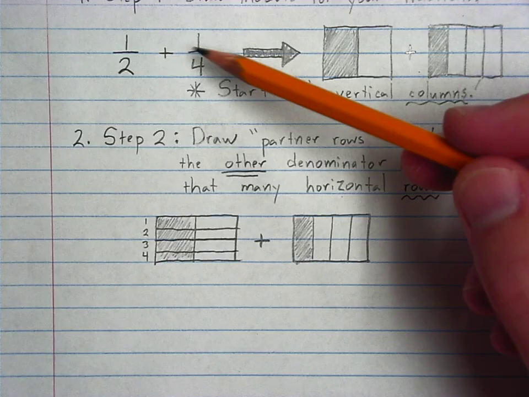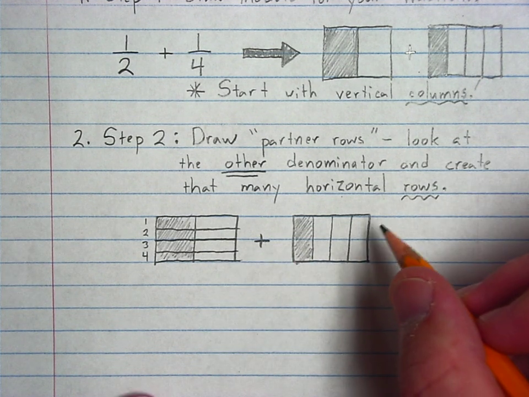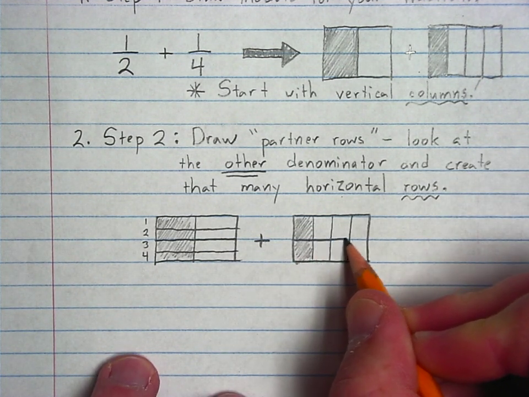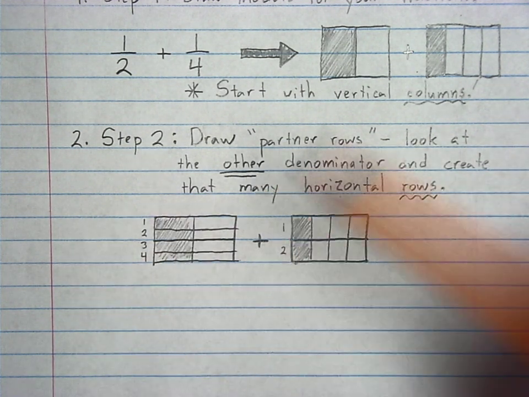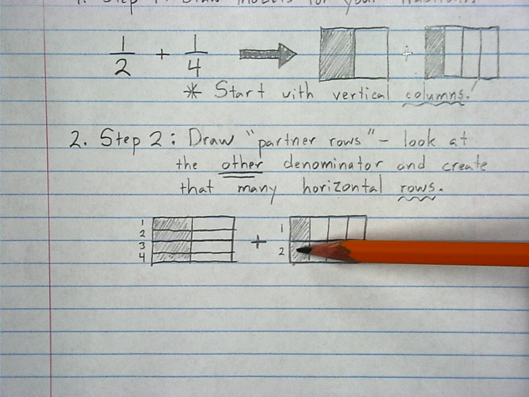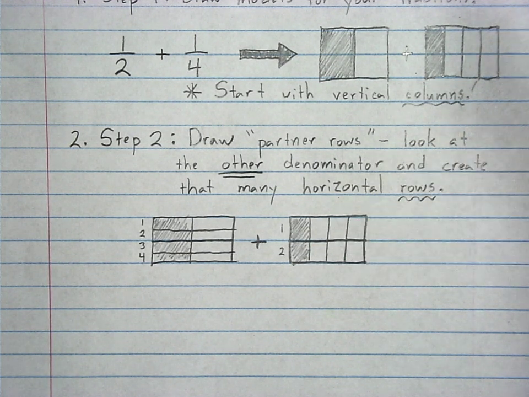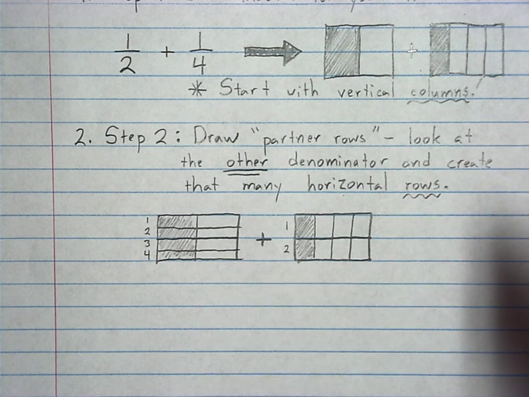This was our 1/4. So for 1/4, I look at the other denominator, 2. That tells me I'm going to make 2 horizontal rows. So there's 1, there's 2. Okay. Now if I count these, 1, 2, 3, 4, 5, 6, 7, 8. Even though the pieces look slightly different in shape, their size would actually be about the same, their area would be the same. The important thing is I have 8 pieces in each of them now. They each have the same number of pieces, which means I have found a common denominator. I have found a denominator that would be the same for both.